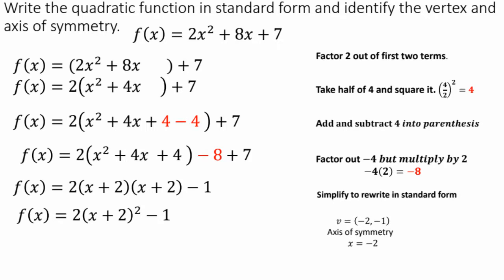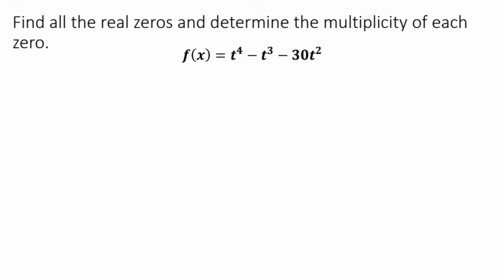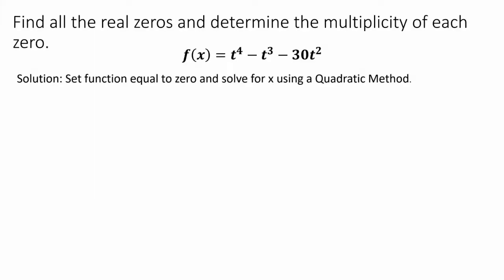Thank you, Mr. Carizales. So let's go to the next example. It says find all the real zeros and determine the multiplicity of each zero. So we have f of t is equal to t to the fourth minus t cubed minus 30t squared. As Mr. Carizales mentioned, there are different ways of solving this.